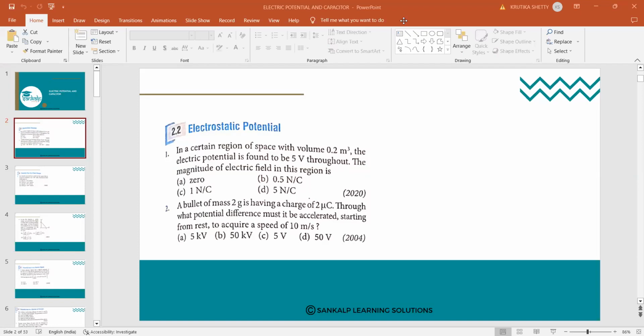Then what are those surfaces called? Yes, it is called an equipotential surface. The surfaces where the potential value is equal at each and every point, such surfaces are called equipotential surfaces. Okay, so the magnitude of electric field in this region is.